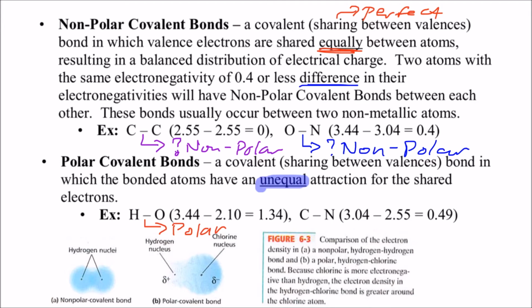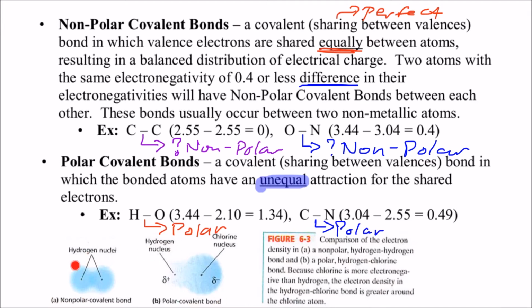Alright, let's take a look at this bond over here between carbon and nitrogen. We get the electronegativity for carbon, which is 2.55, and the electronegativity for nitrogen, and we subtract and get 0.49. Well, that's in between the range of 0.41 and 1.67, and so again we have ourselves a polar covalent bond. They share with each other, but it's not equal.